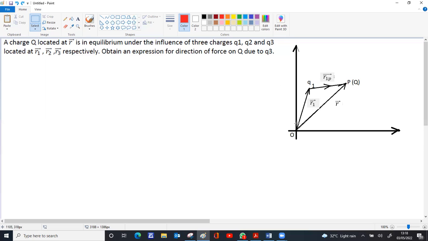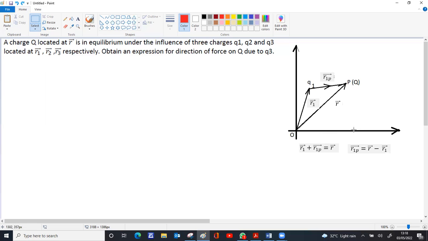Using the triangle law of vector addition, the sum of these two sides, R1 plus R1P, will be equal to the third side in the opposite order, R. So R1 plus R1P equals R. So R1P, which is the vector from Q1 to Q, we can find by taking R1 to the other side. So R1P equals R vector minus R1.